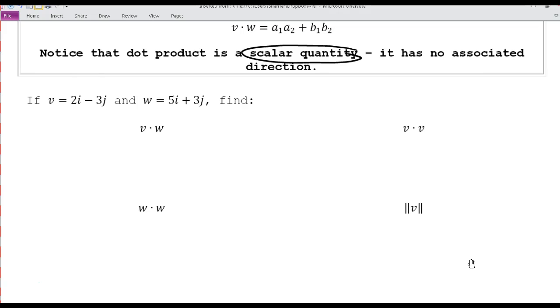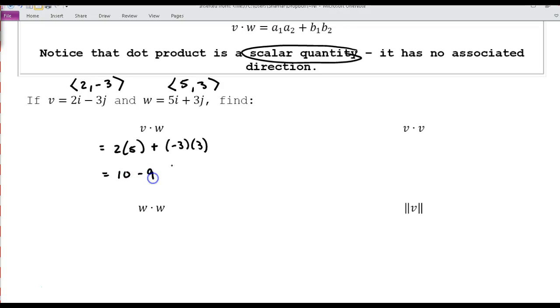Okay, so the first thing that I'm going to do, because I personally prefer to work in component form, so I'm going to just change this to 2, -3, and I'm going to change this to 5, 3. All right, now since we're doing v dot w, so again, the formula is to multiply the x components, so I have 2 times 5, and I'm going to multiply the y components, so that's -3 times 3, and then we just simply add those up. So we get 10 minus 9, which is equal to 1. So the dot product of these two vectors is the scalar quantity 1.